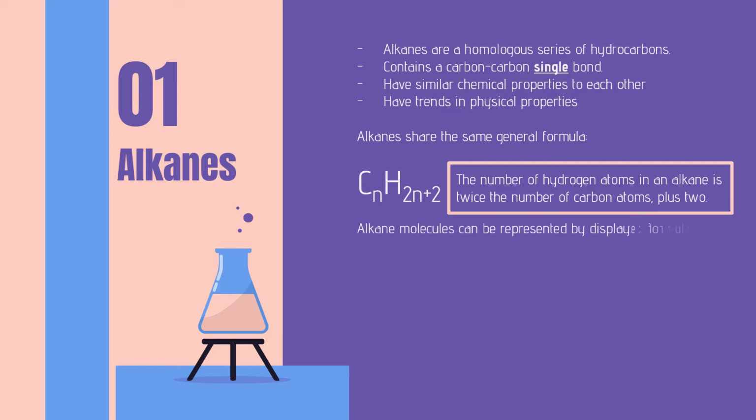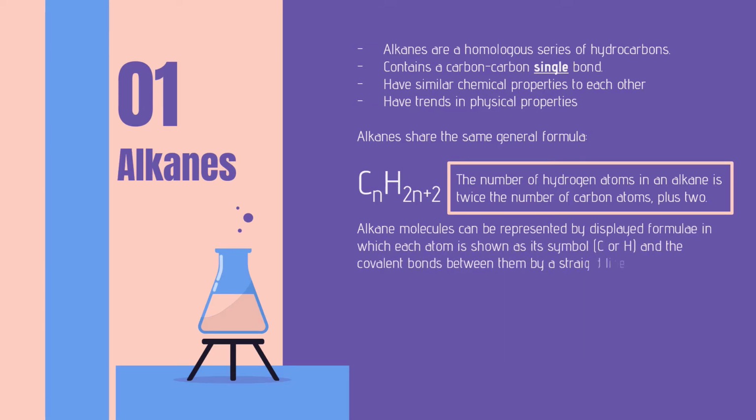Alkane molecules can be represented by displayed formulae in which each atom, carbon and hydrogen, is shown as its symbol, which is C for carbon and H for hydrogen. And the covalent bonds, which are the bonds joining them, are labeled by a straight line.